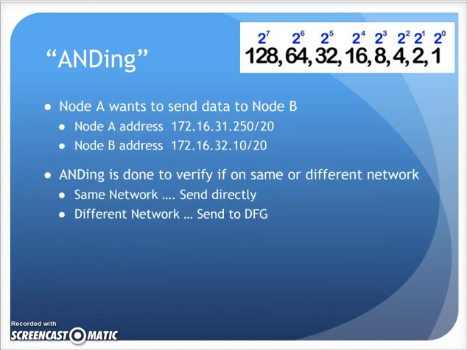Okay, so here's what happens. Let's take an example. If node A wants to send data to node B, and node A is at the address 172.16.31.250/20, that's CIDR notation, and I have a class B address, or node B address, of 172.16.32.10/20, again CIDR notation. We'll decipher that in just a minute. Node A is going to need to find out, is node B on my network, or do I need to send this to a default gateway?